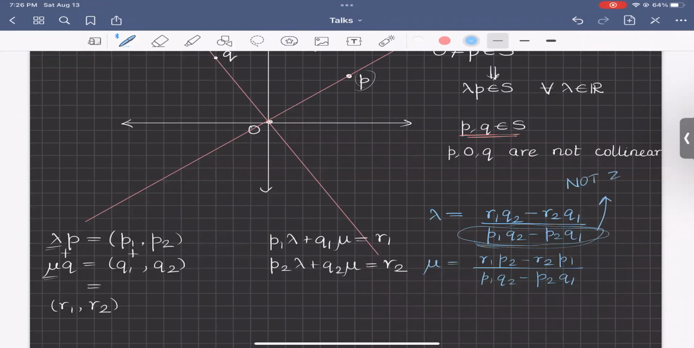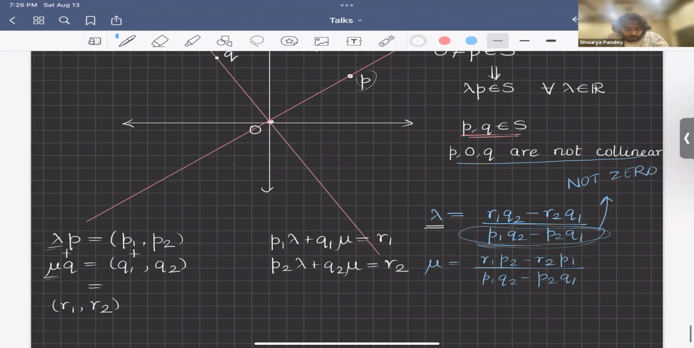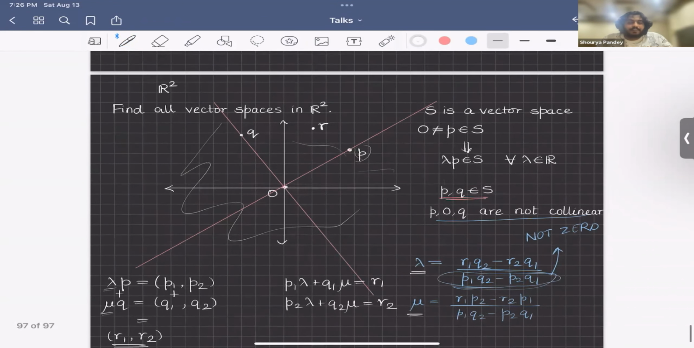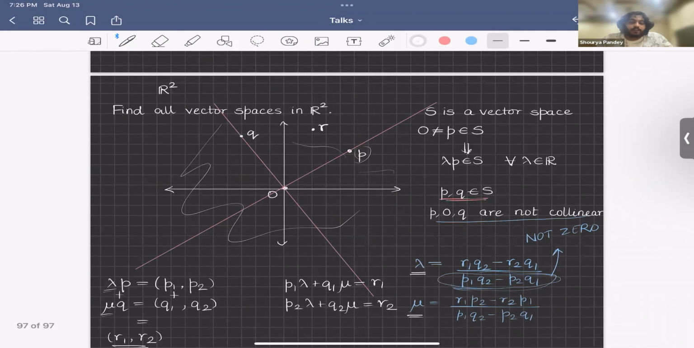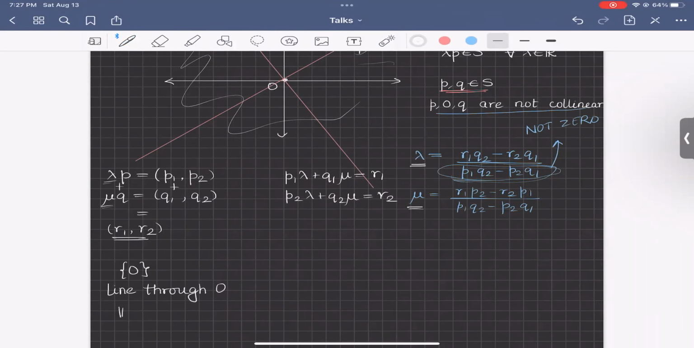Because they're not collinear. Exactly. So we are using the fact that these are not collinear. And so there always exists real lambda, mu for any such R in R2, which means that the entire space is R2. So basically what we've shown is that vector spaces in R square are either just 0, or a line through O, or the entire space.